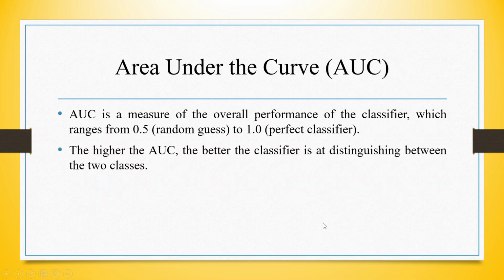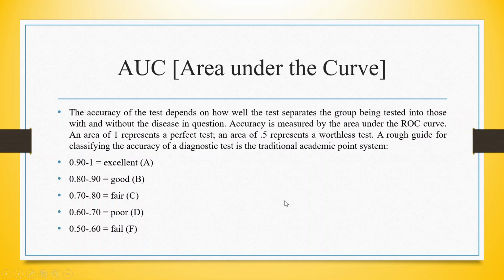AUC is a measure of the overall performance of the classifier, which ranges from 0.5, which is a random guess, to 1, the perfect classifier. The higher the AUC, the better the classifier is at distinguishing between the two classes. The accuracy of the test depends on how well the test separates the group being tested into those with and without the disease in question. Accuracy is measured by the area under the ROC curve. An area of 1 represents a perfect test. An area of 0 represents a worthless test.